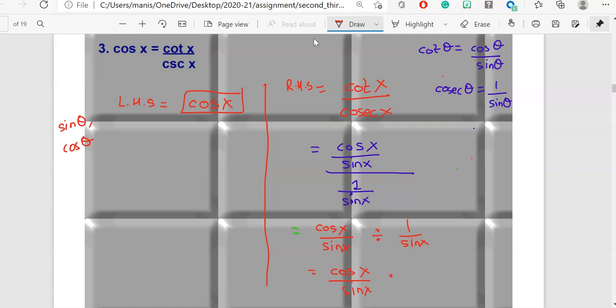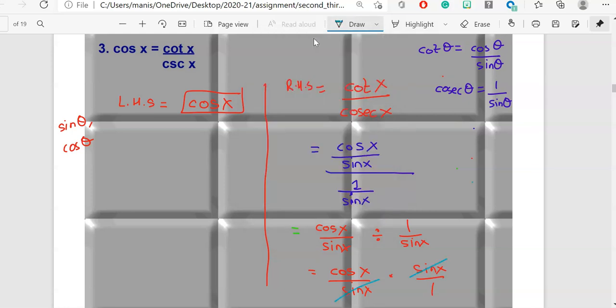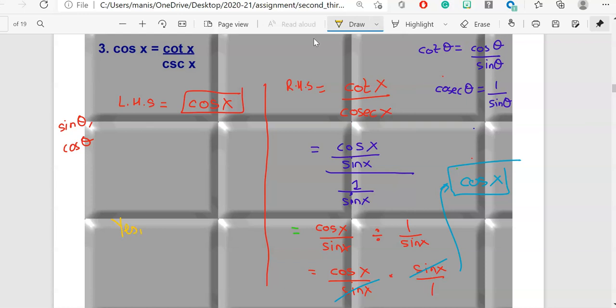This is changed to a multiplication sign. It will be sine x over 1. So what will happen over here is I will cancel these two and my final answer will be what? I will be left with cosine x over 1, which is just cosine x. I ask this question from yourself, do they look the same? Yes, they are the same. So you write over here, yes, it is an identity.